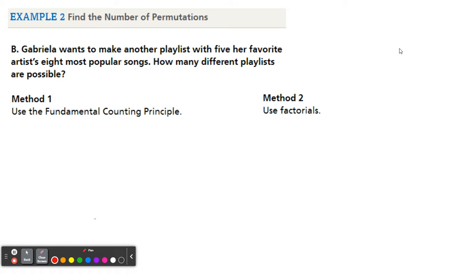Okay, part B. Now it says Gabrielle wants to make another playlist with 5 of her favorite artists' 8 most popular songs. How many different playlists are possible? So now we want 5 of her favorite 8. So now the number of spots doesn't match the number of songs, right? We're going to assume that songs can't repeat. No repeating. Okay, so how can we use the fundamental counting principle?